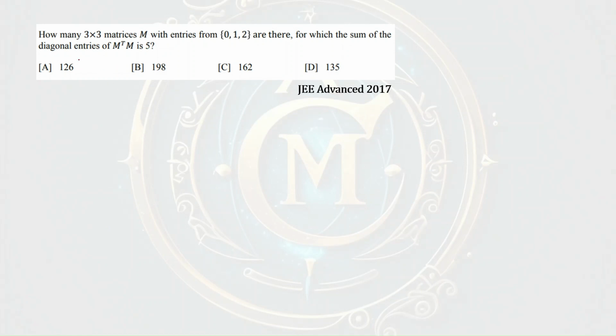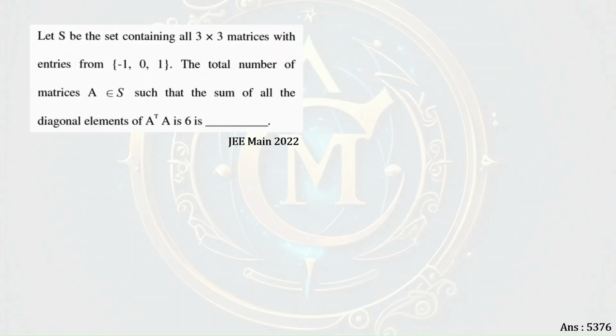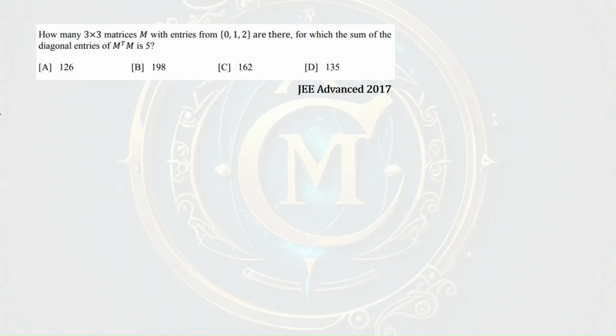So let us solve this question based on the concept that we just discussed. It was asked in JEE Advanced 2017 and you can see similar questions in JEE Main 2021 and JEE Main 2022. Here I am going to solve this question and you have to try the rest of the questions yourself. It says, how many 3 by 3 matrices M with entries from this set are there for which the sum of the diagonal entries of M transpose times M is 5. So here sum of the diagonal entries means trace of M transpose M is equal to 5.